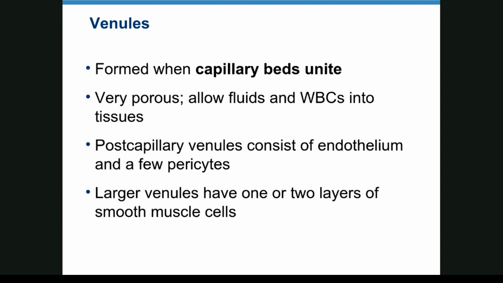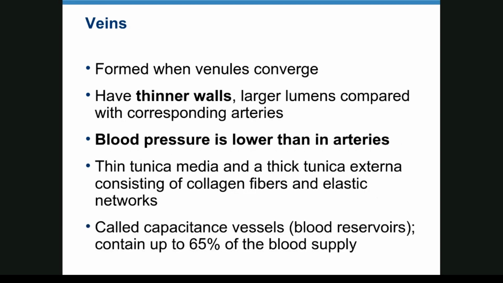Now veins, venules have come together and form your veins. These are much thinner than the artery, with lower blood pressure than an artery, and they have a thin tunica media and thick externa, which has collagen and elastic fibers. And these are called capacitance vessels. 65% of the blood supply is on the venous side.